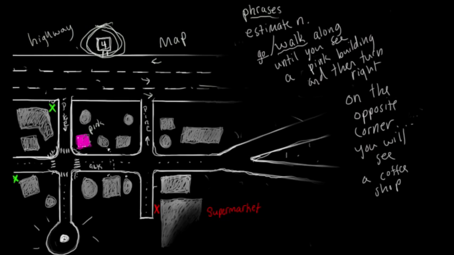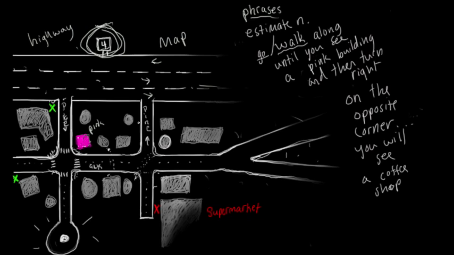So opposite corner means that you're here and you're looking over here. The opposite corner. Now some people do mean, when they say opposite corner, they're talking about this corner. And that's okay. But usually opposite corner means this corner. This corner. You will see, and what will you see? A coffee shop. So maybe this is a coffee shop here.